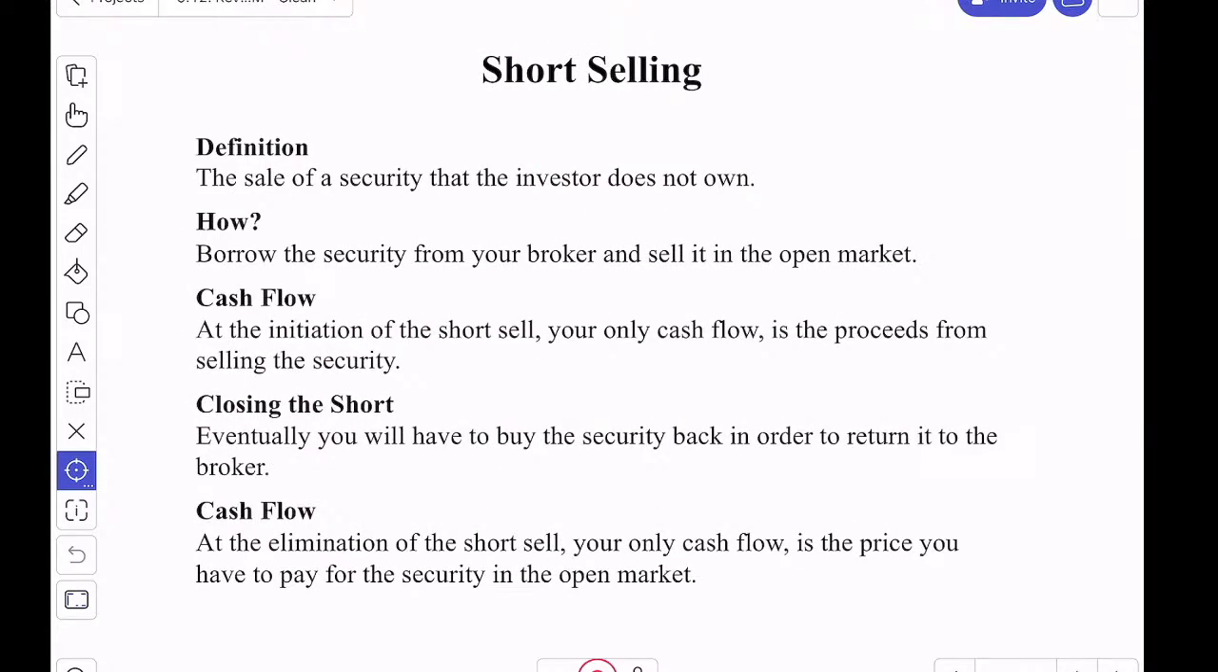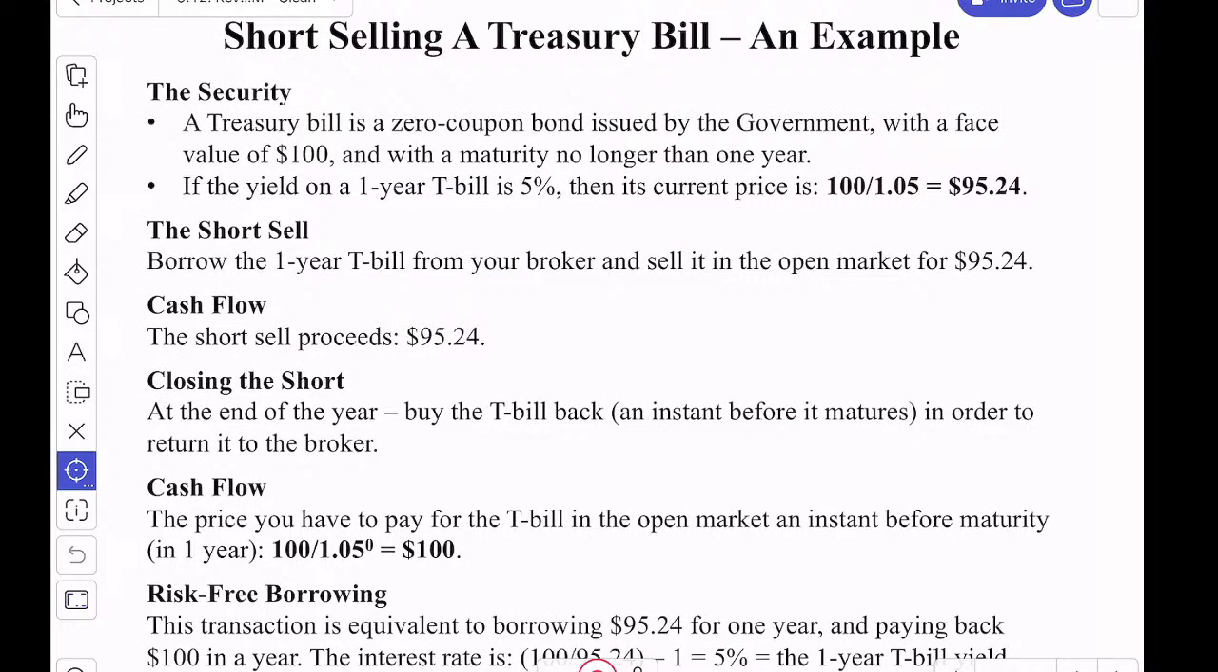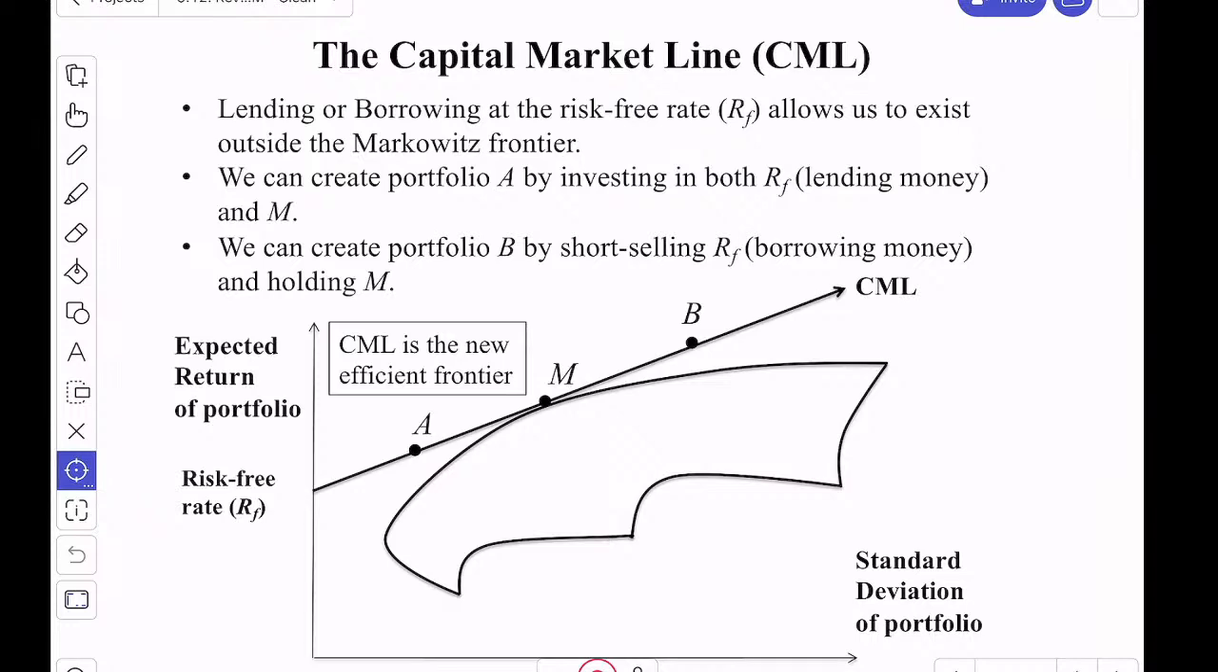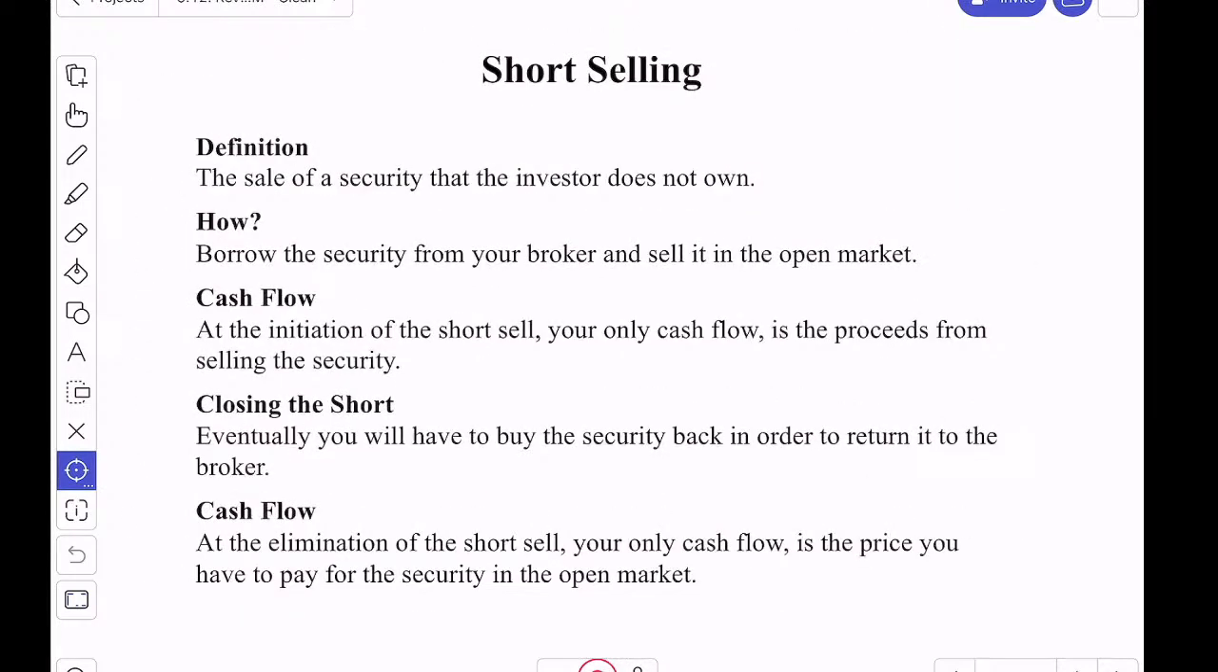All right, so now I'm going to introduce the idea of having a portfolio with risky and risk-free assets, or yeah, it's going to be risky assets and then a riskless or risk-free asset. And I introduced that by discussing short selling.